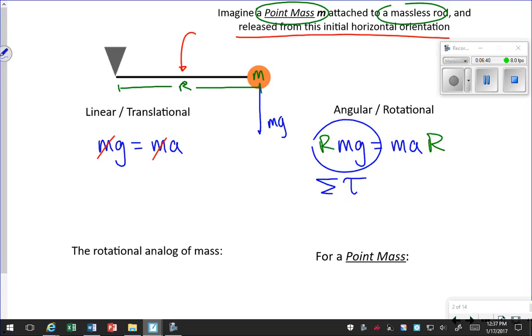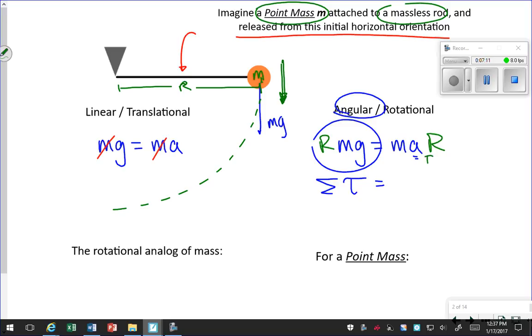What we get equals m a r, but I want to talk about angular acceleration instead of linear or translational acceleration. This acceleration is in this direction, which happens, notice, when I actually let this thing go, it moves in a circle. So this direction at this instant is an important direction. It's a tangential acceleration.